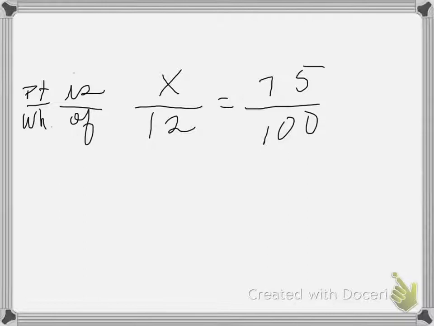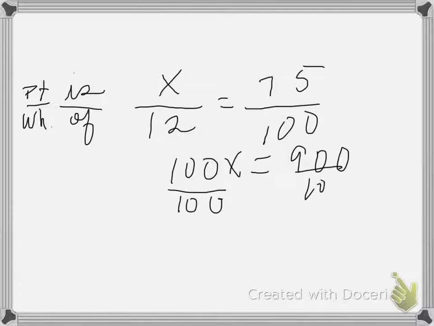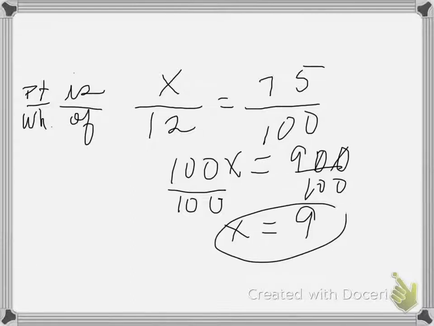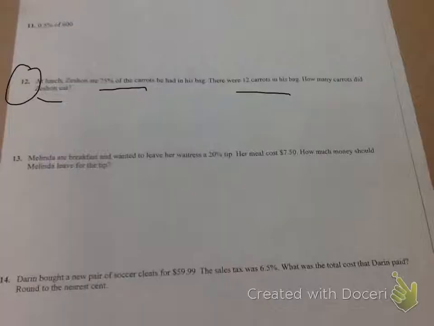Same thing. So now we're going to cross multiply. So we have x times 100 is 100x equals, then we're going to multiply 12 times 75. So now we have 12 times 75 is 900. Now we're going to divide both sides by 100. When you divide by 100, you just cancel out the zeros. So x is 9. So how many carrots did he eat? He ate 9 carrots.